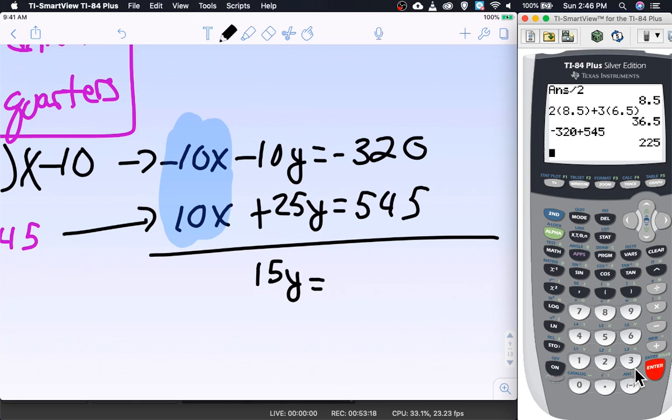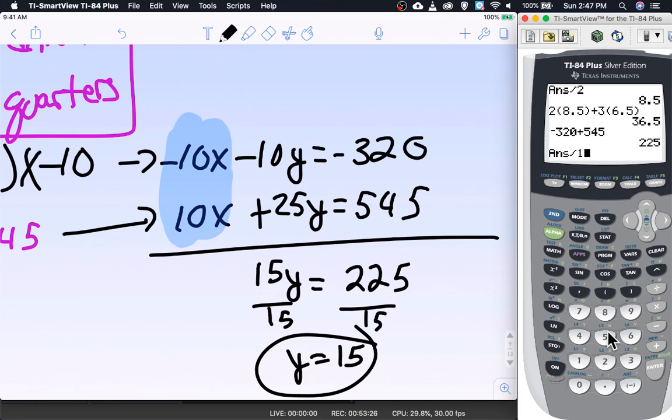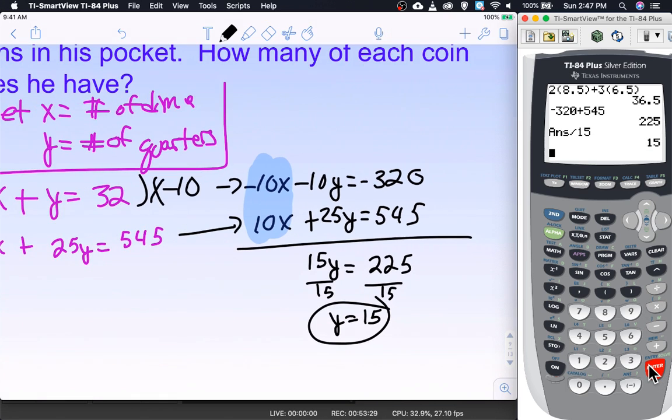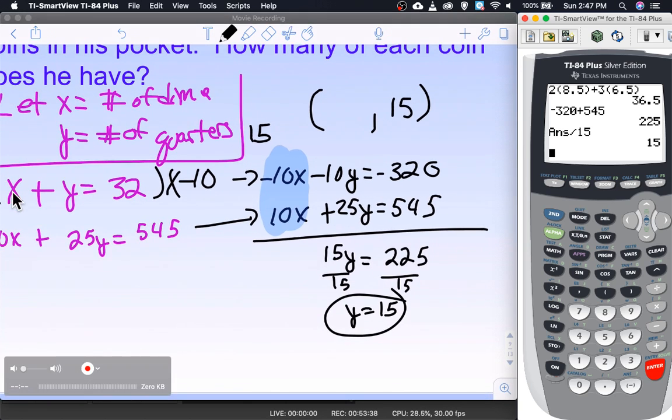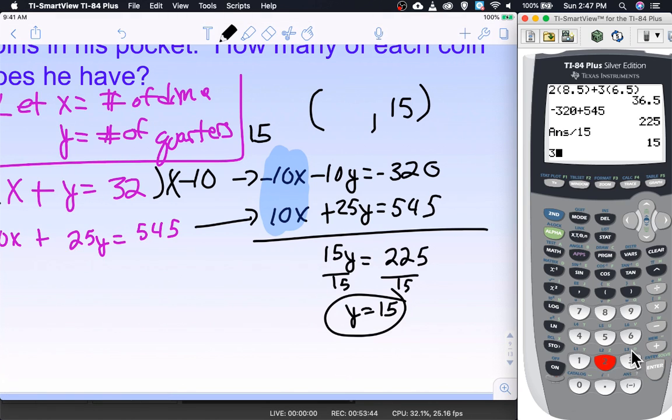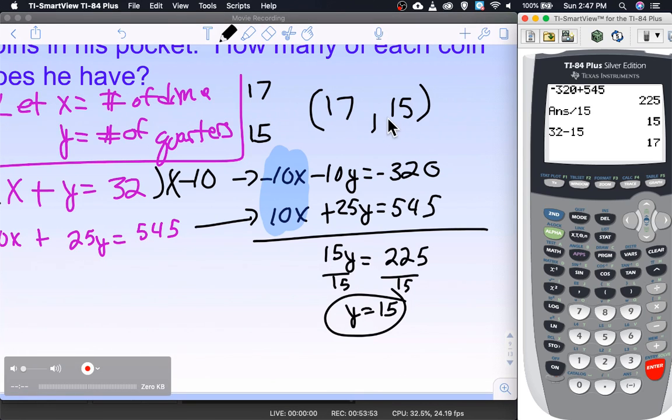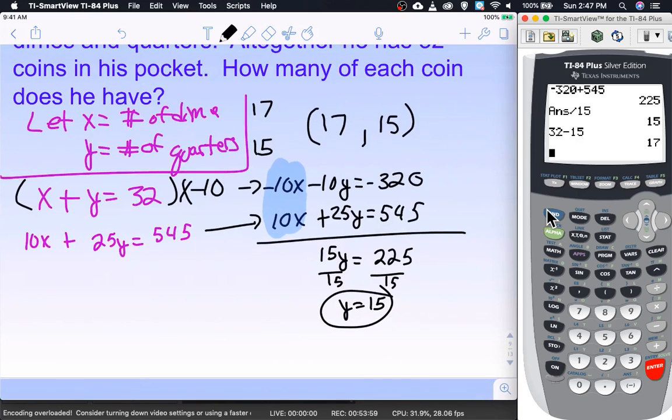545 plus negative 320 is 225, and I know when I divide by 15, y equals 15. Double check it. Good. So, number of quarters? Yes, 15. 15 is our y value. And using my top equation in my head, or a little bit of calculation, something plus 15 is 32. 32 minus 15 is 17. He has 17 dimes and 15 quarters in his pocket. That would give him a total of 32 coins and a total of $5.45 in money.